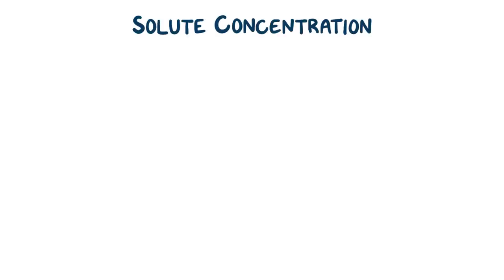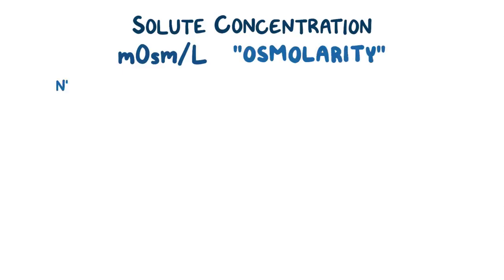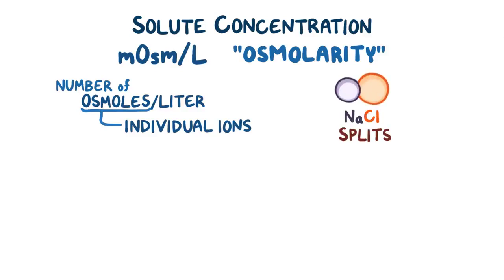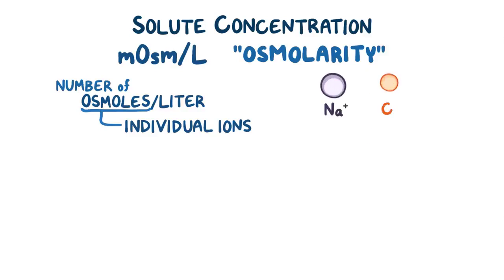Each compartment has a specific solute concentration, measured in milliosmoles per liter, or osmolarity, which is the number of osmoles within a liter of solution. Now remember that an osmole refers to the individual ions within a solution. So, for example, sodium chloride splits apart in water to become sodium and chloride. So a solution of 1 millimole per liter of sodium chloride is actually 2 milliosmoles per liter.